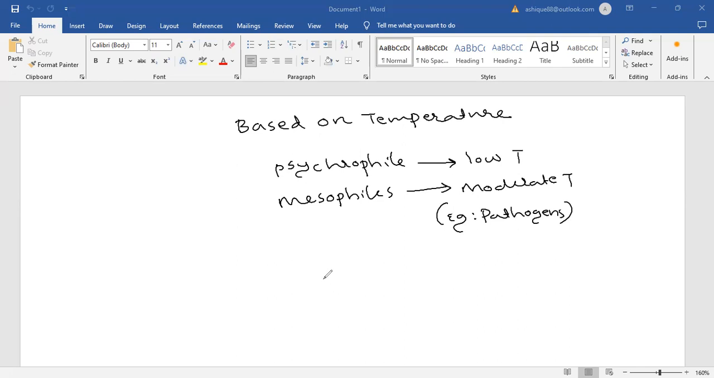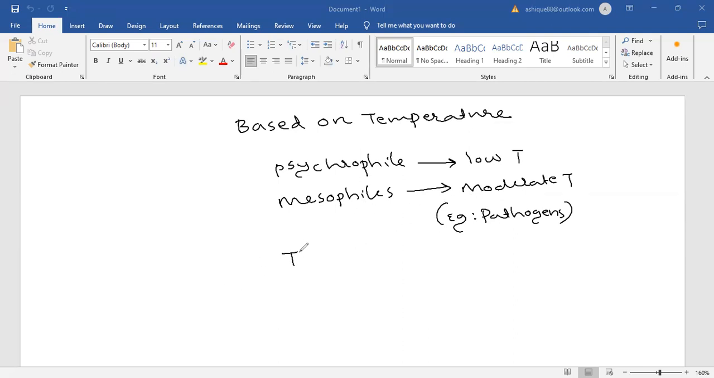Our body temperature is 36.9, which is a moderate temperature. In that temperature, these organisms will easily grow. That's why when a pathogen enters our body, it will secrete pyrogens. Pyrogens will increase the body temperature, and if the body temperature increases, then these organisms cannot live there.